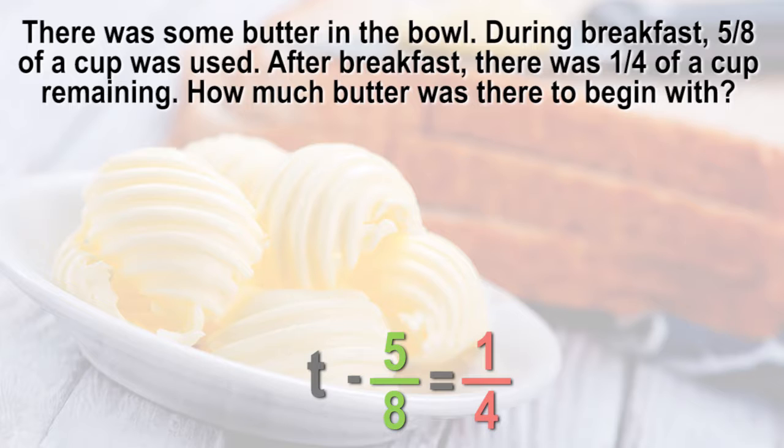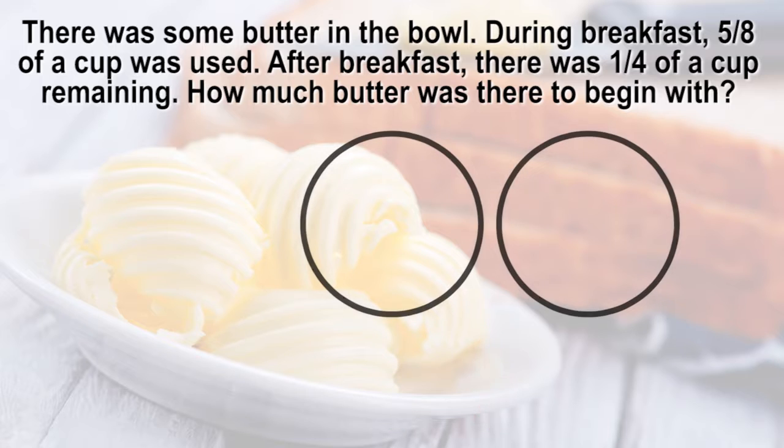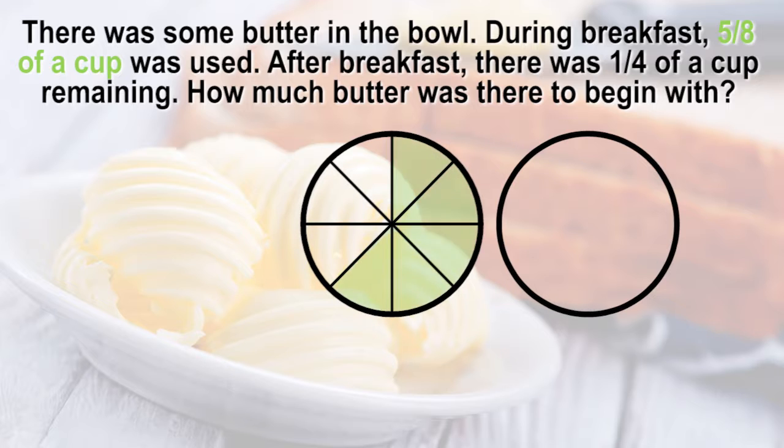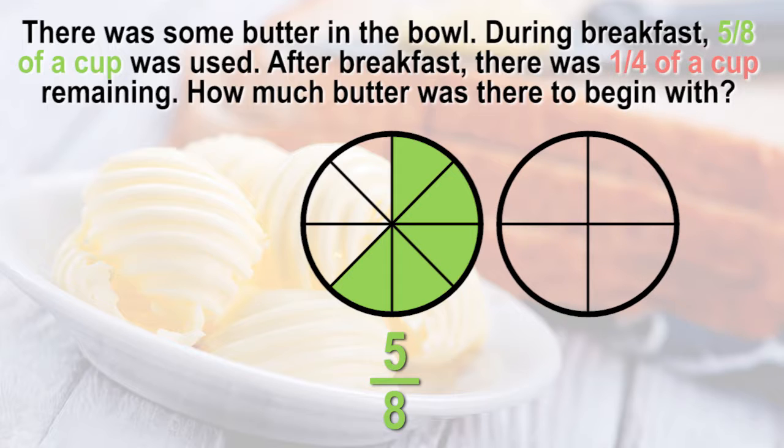Let's use fraction circles to help solve. Start with 2 circles. The first circle will represent the amount of butter that was used, 5/8. Divide the circle into eighths and shade in 5 portions. Write 5/8 below the circle. The second circle will represent the 1/4 still left. Divide the second circle into 4 pieces and shade in 1 part. Write 1/4 below the circle.